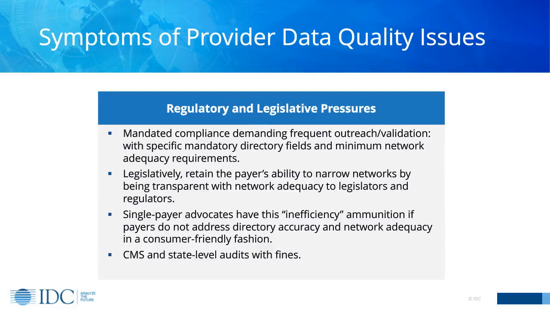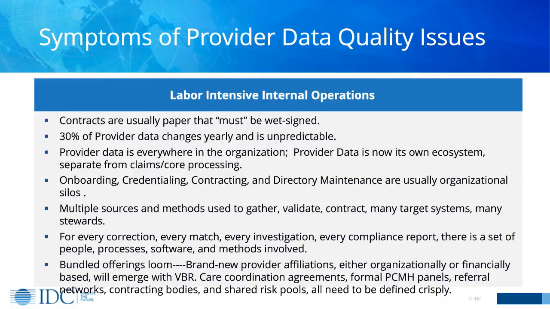And the last situation is sort of an inside-out thing for payers. There's a significant amount of work that goes into keeping this stuff up. The frequency of data change is high. 30% of the provider data changes every year. The degradation seems to be about 2% a month. It's very unpredictable. There's not necessarily an accountable party. You've got contracts with antiquated systems, a lot of which have to be wet signed. There's a lot of paper flying around, manila folders, file cabinets.